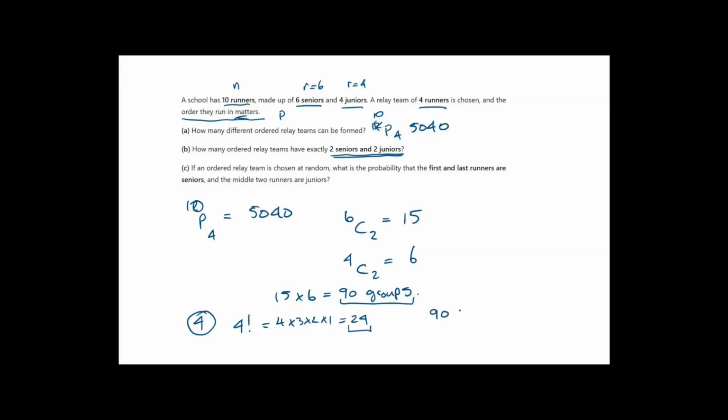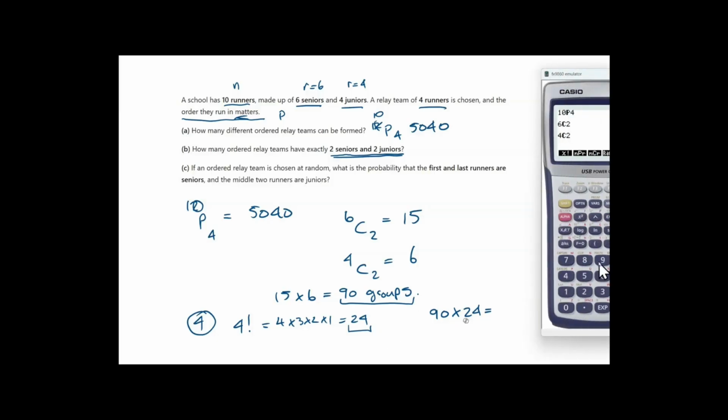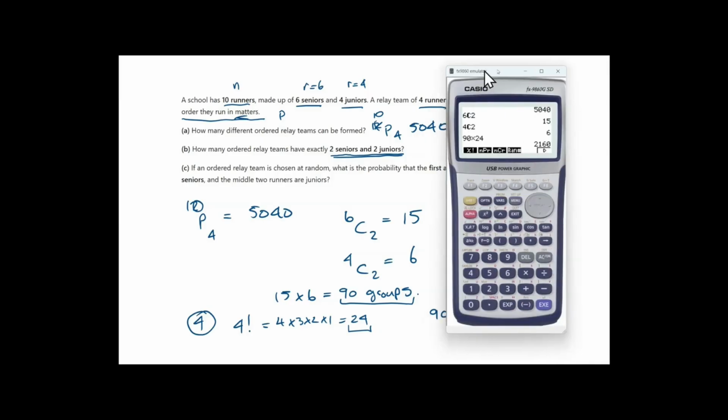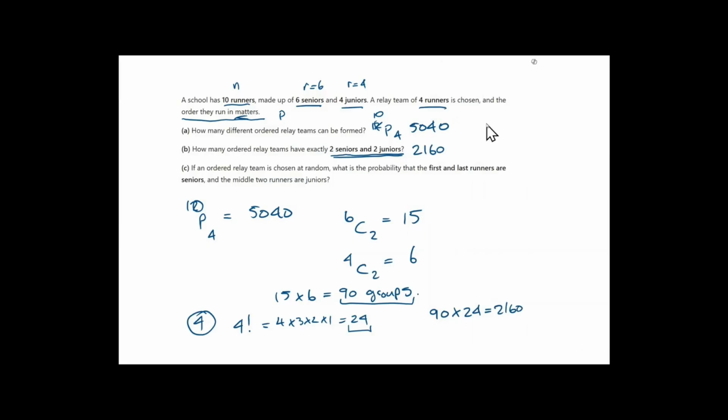So we've got 90 groups, and for each one of those 90 groups, there are 24 different ways of sorting them. So the final answer for that one is going to be 90 times 24, and I don't know what that is off the top of my head. 90 times 24, 2,160.